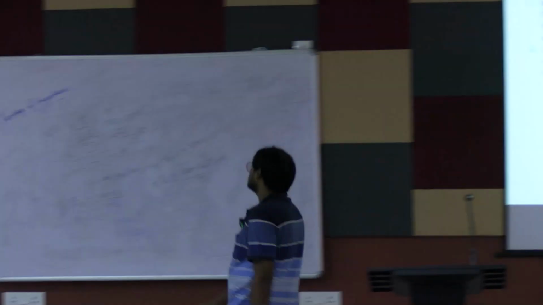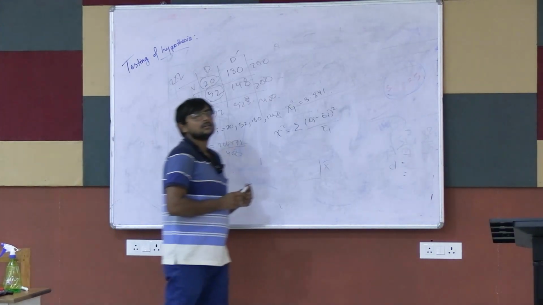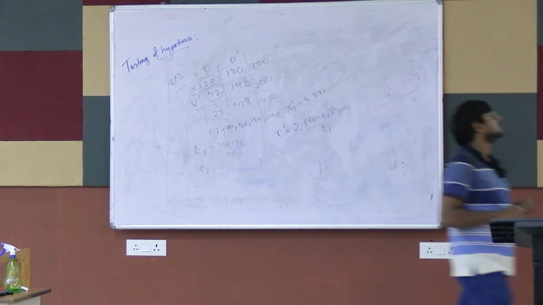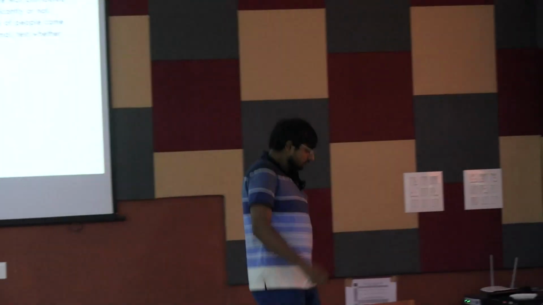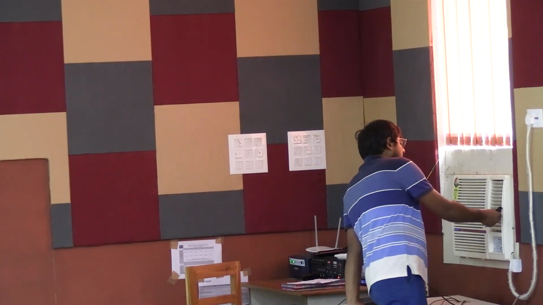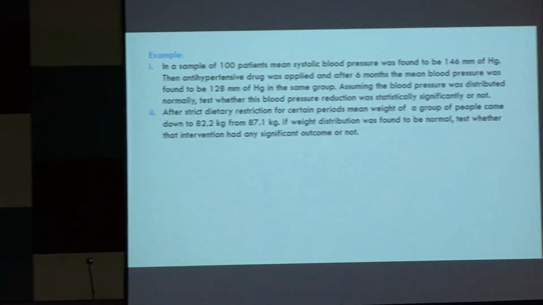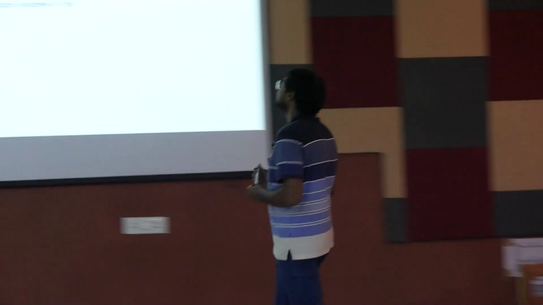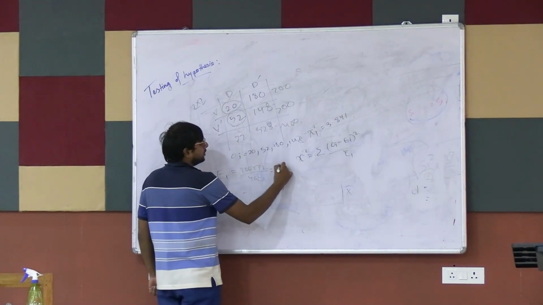There is no such thing as Chi1. How much does it come out to be? 36?